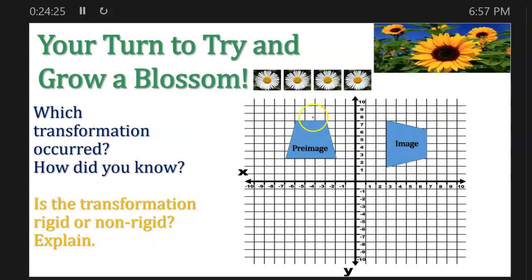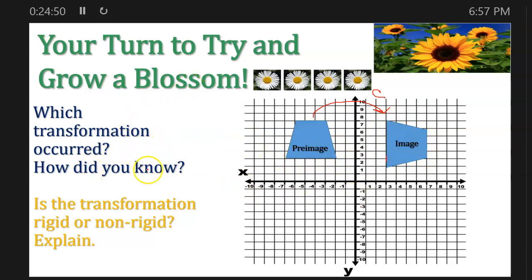So it looks like this was a rotation. So it rotated what looks like 90 degrees this way in the clockwise direction. And the pre-image, notice the 3-unit side here, the shortest side of the trapezoid, is now on the right-hand side of the figure, and the longest side of the trapezoid is now on the left side of the figure.